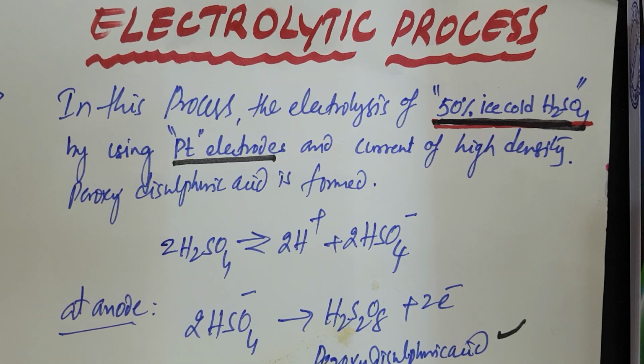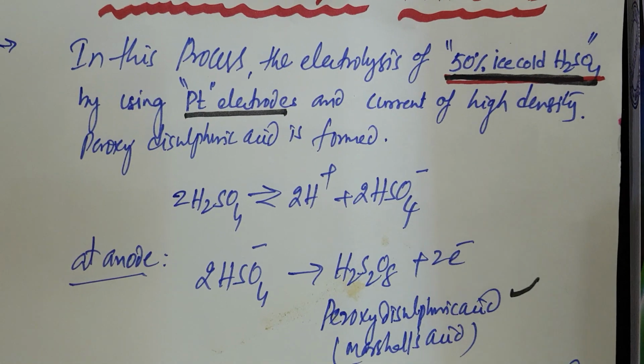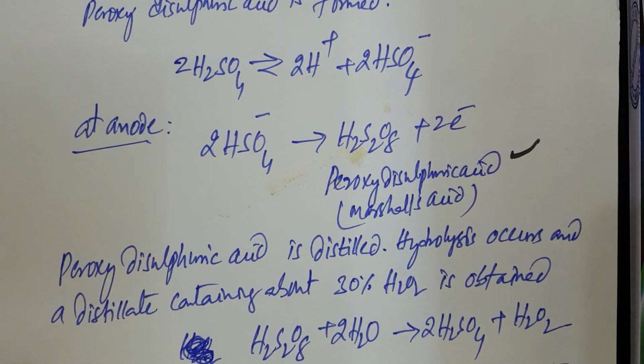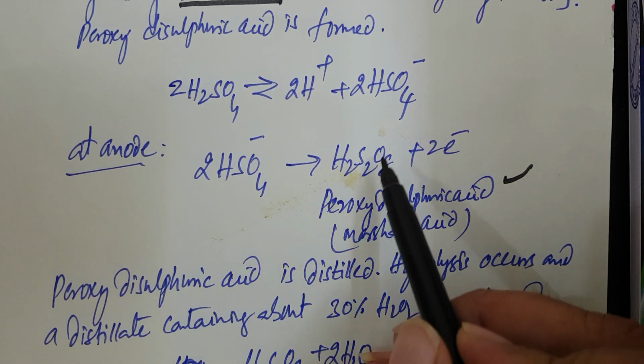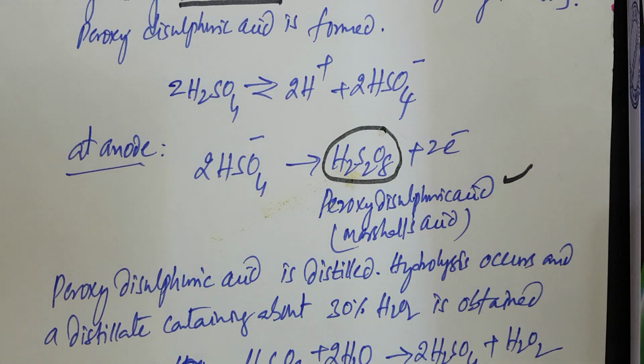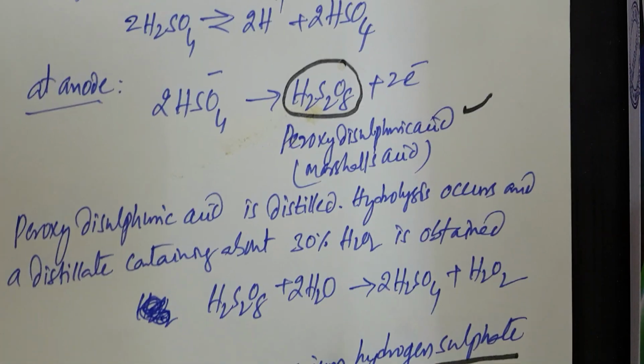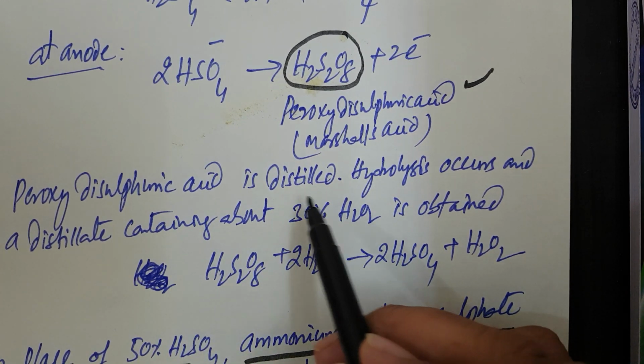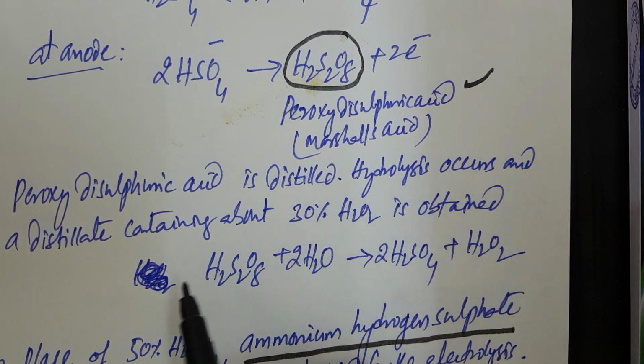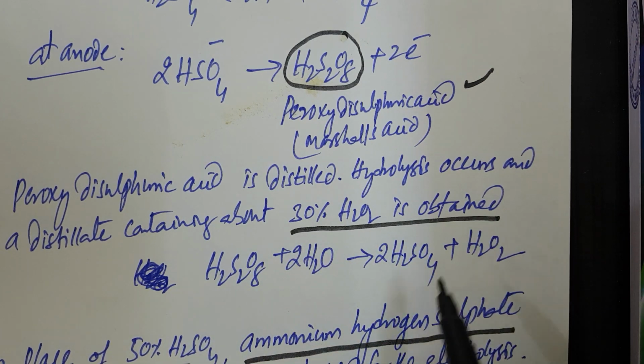See the points once again. In this process, the electrolyte is 50% sulfuric acid. The electrode used is platinum. At the anode we are getting peroxy disulfuric acid, H2S2O8, also called Marshall's acid. Just now we discussed the structure. In that, the sulfur oxidation number is +6. And then the peroxy disulfuric acid is distilled, hydrolysis takes place, and 30% H2O2 is obtained.